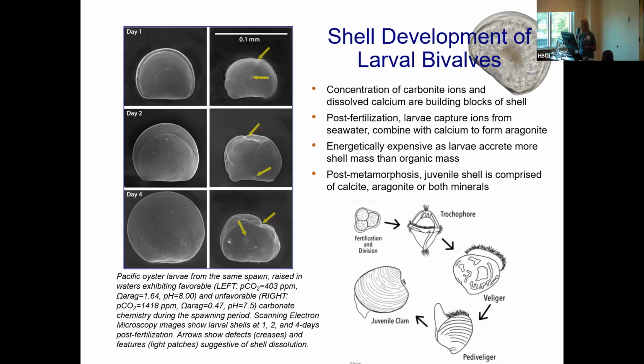Post-metamorphosis, juvenile shell is comprised of calcite, aragonite, or both minerals. And let's just look to the pictures on the left here. These are of Pacific oyster larvae from the same spawn. On the far left column, you'll see normal shell development at 1, 2, and 4 days at a pH of 8.0. And then on the right, we see the pH was set at 7.5. You're beginning to see shell dissolution almost immediately and defect features.